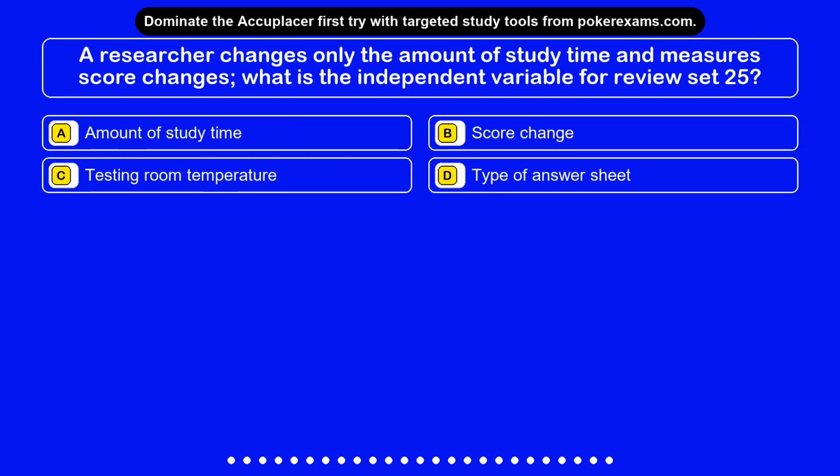Question 25. A researcher changes only the amount of study time and measures score changes. What is the independent variable for review set 25? Option A, amount of study time. Option B, score change. Option C, testing room temperature. Option D, type of answer sheet.